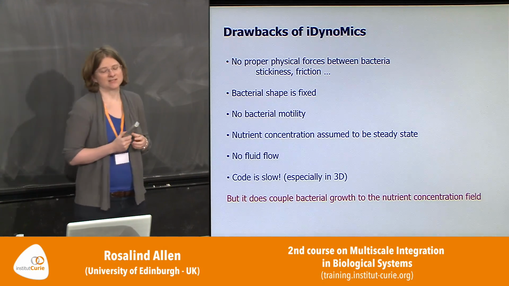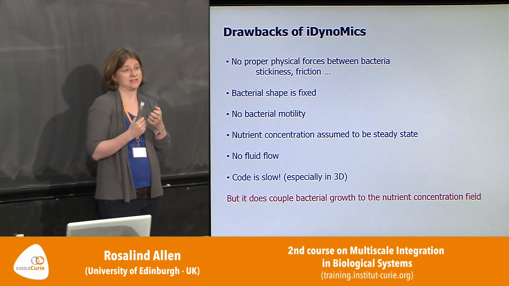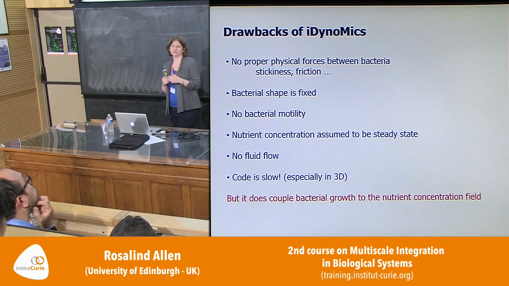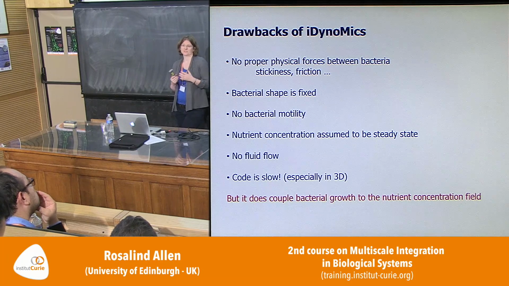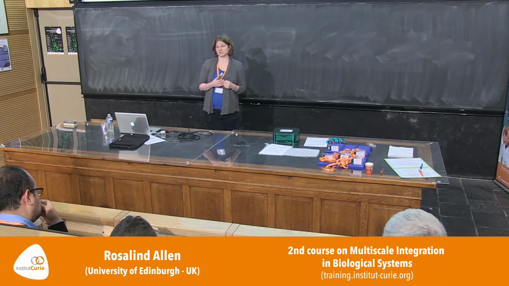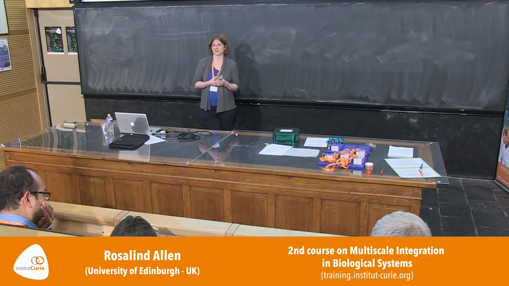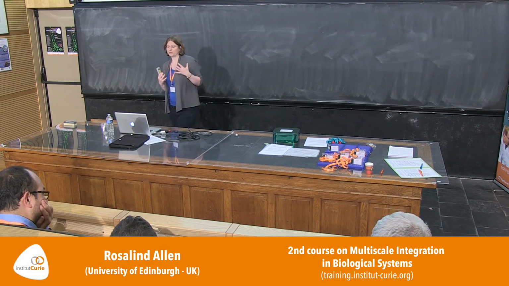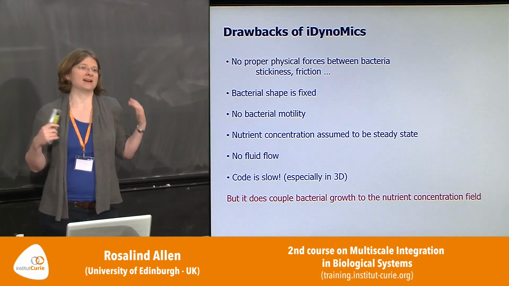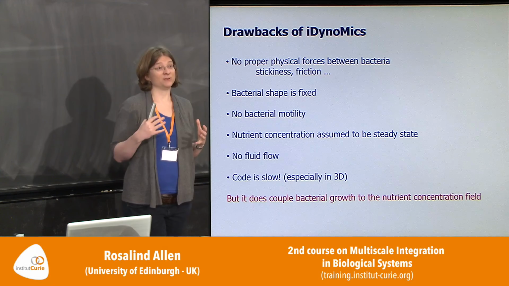Another thing is that in iDynomics, one assumes that the bacteria are spherical, at least in 3D, whereas in reality, many bacteria are not spherical. So, for example, Pseudomonas aeruginosa, which is a model system for biofilm formation, is actually rod-shaped, and we don't know how much effect that has on the spatial structure formation. Also, this method doesn't include motility. It assumes steady-state nutrient concentration, and perhaps also importantly, it doesn't include fluid flow.